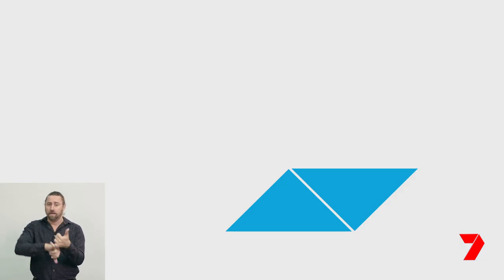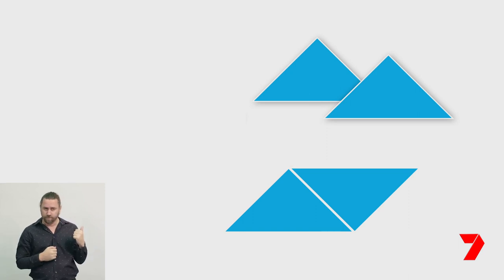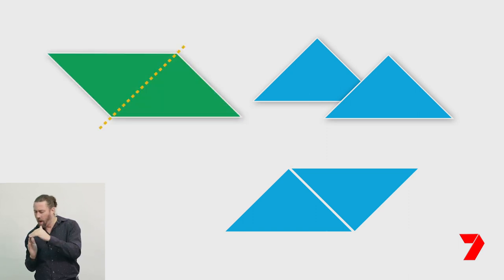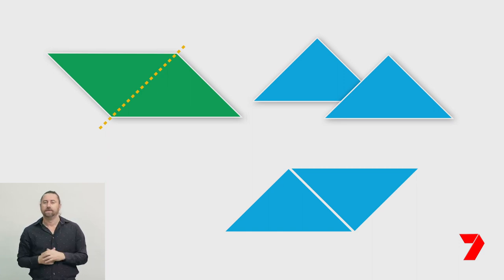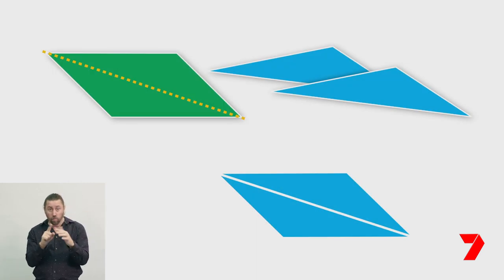Let's look more closely at our rhombus again. We used two triangles to create this rhombus. If a dotted line is put from one corner to the other, we can see the two triangles that have been used to create this shape. What if we put the dotted line from the other corner? Now we can see two different triangles could have been used to create the same shape.